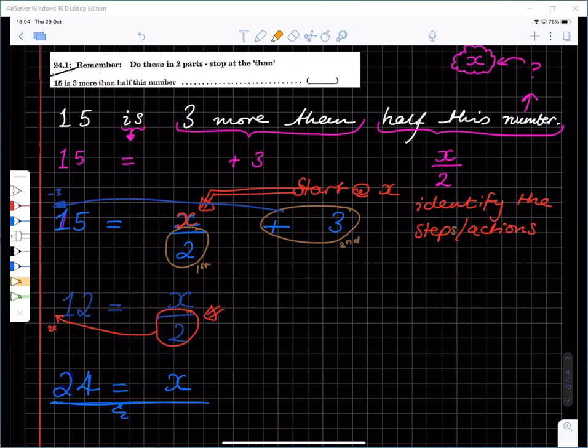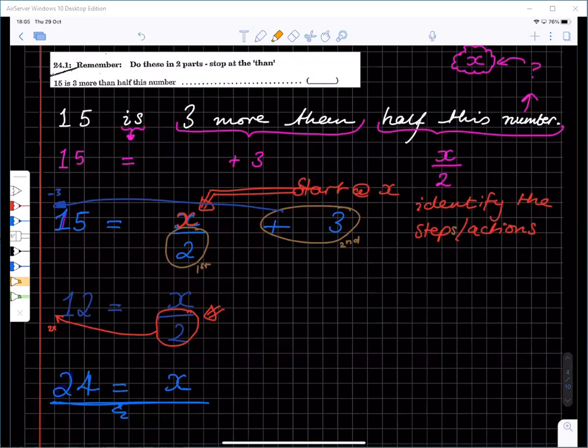15 is, if 15 is 3 more than half this number. So what does the word 15 translate into when I change it into my formula? 15. Lovely. What does "is" mean? Equals. Beautiful. Like if I say, for example, Umeza is amazing, I'm telling you what you are. So this 15 is telling us what it is, which means equal to.